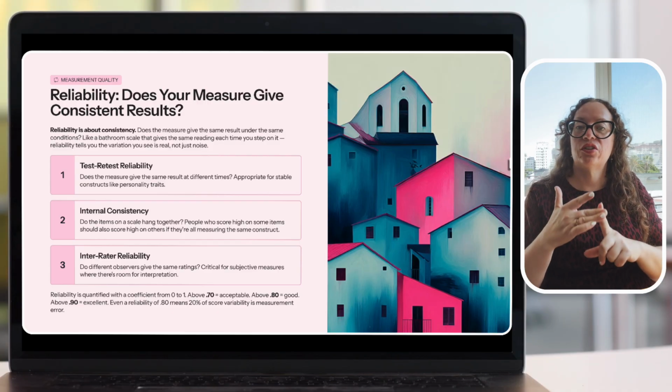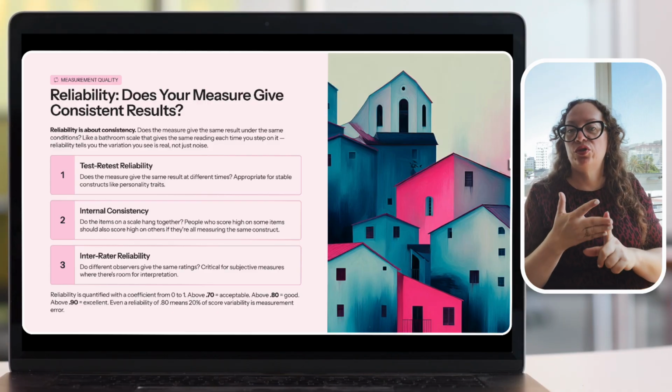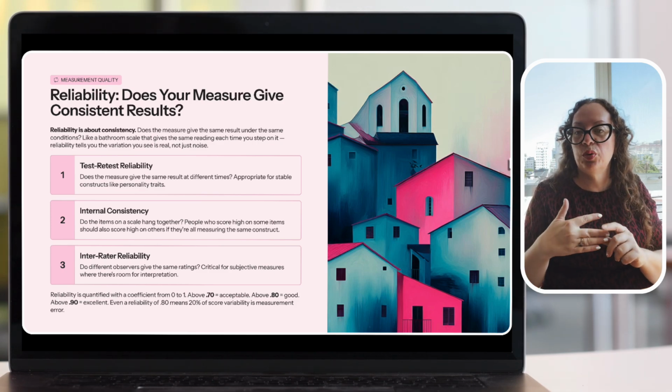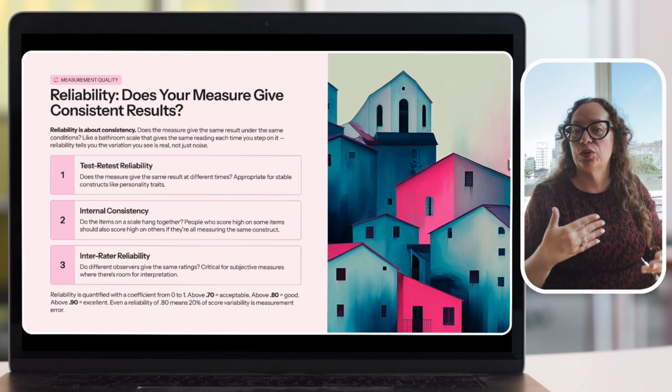Inter-rater reliability asks, do different observers give the same rating? So if 2 clinicians independently assess the same patient, do they reach the same diagnosis? This is important for subjective measures where there's room for interpretation.